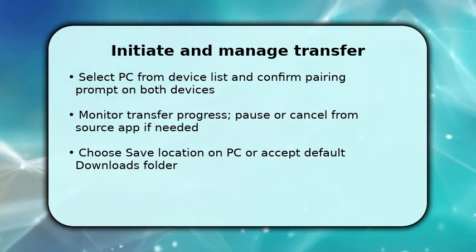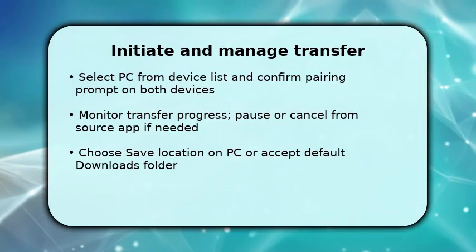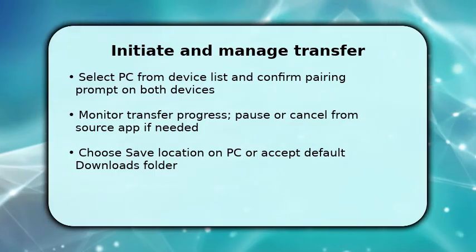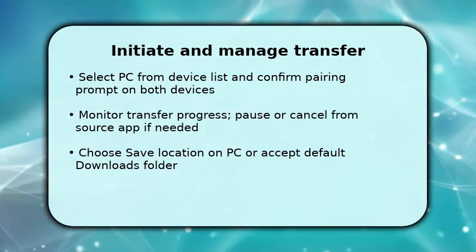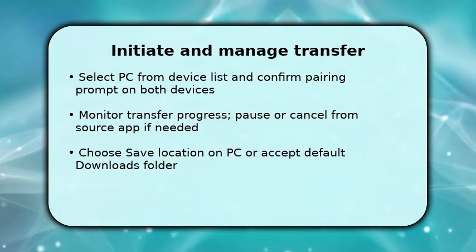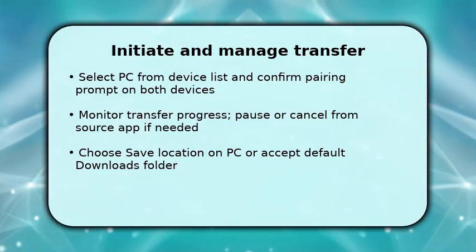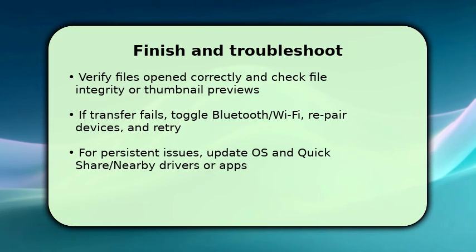If you're sending multiple files, Quick Share queues items automatically. Make sure you accept or set a default folder on the PC so files don't go to an unexpected location. Pauses let you resume without restarting the whole queue. When the transfer completes, open the file to confirm it's intact and not truncated. If everything looks good, you're done.